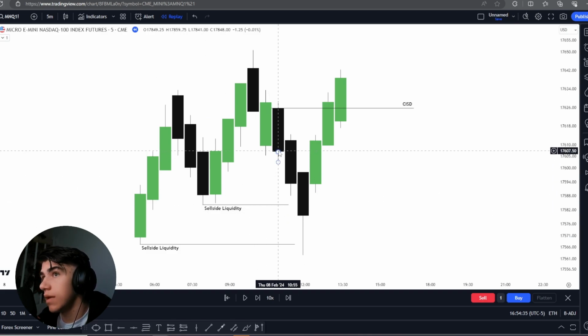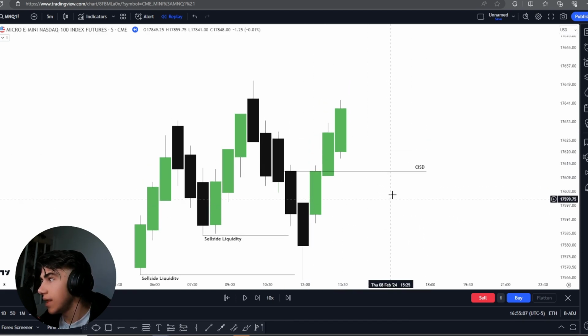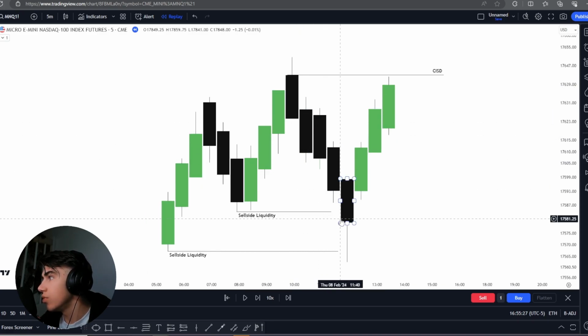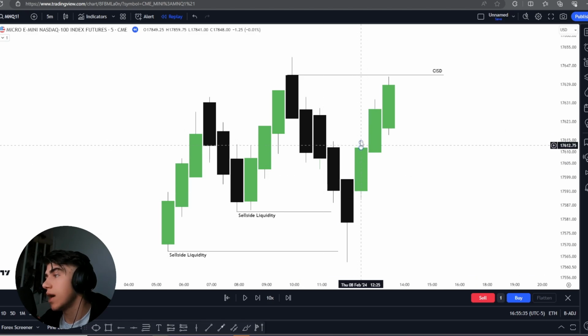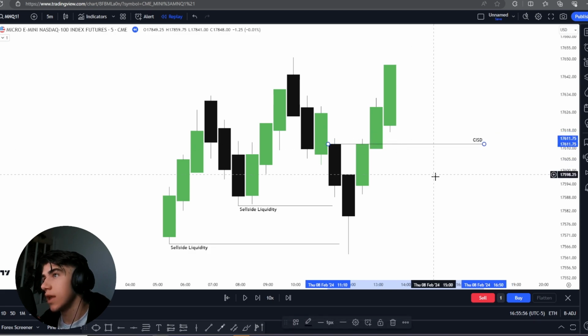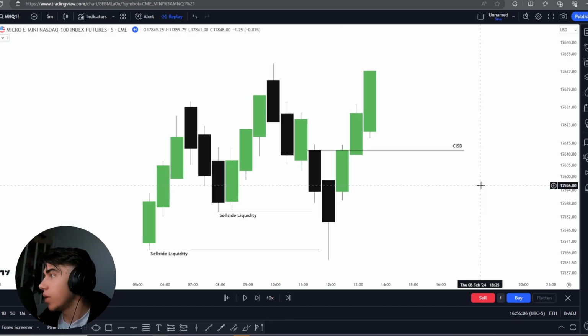Now it does not have to be three, right? Had it looked like this, the change in state of delivery would be here. And had it looked like this, the change in state of delivery would be up here. So all you got to do is find out the move that took out liquidity and then wait for a closure above those consecutive candles, or that one candle, depending on how it looks. So in this case, this would be the change in state of delivery. But had this been a bullish candle, this would now be the change in state of delivery, again because these two candles are consecutive and they took out liquidity. It is going to be way easier to understand once we jump onto an actual chart to show some examples. So that is exactly what we're going to do now.